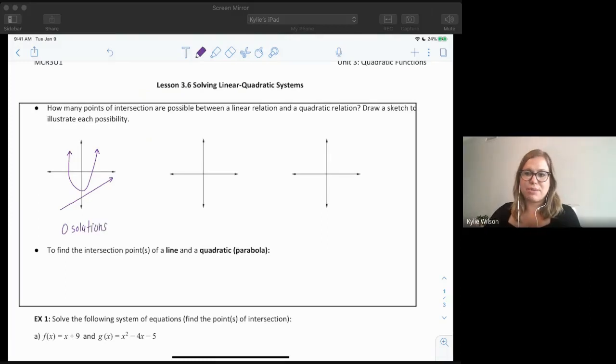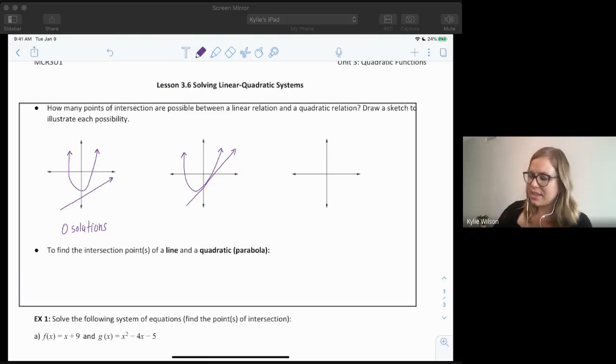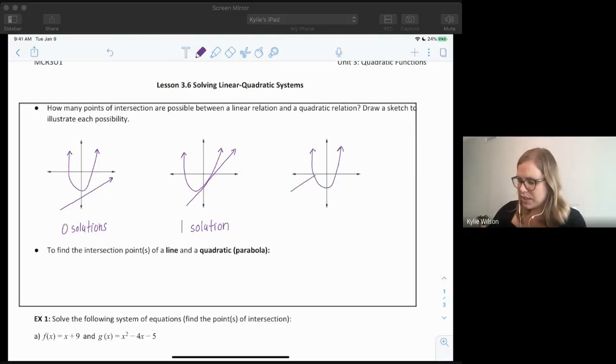That absolutely could happen. I could also have my parabola like this, and my line goes right by and touches it really quickly once, right on the edge. In that case, I only have one solution. Or our most common case would look like this, and I would have two solutions. As we go through this, you need to be mindful of the fact that we won't always have two answers. Sometimes we'll have no answers, sometimes one answer, or sometimes two answers.